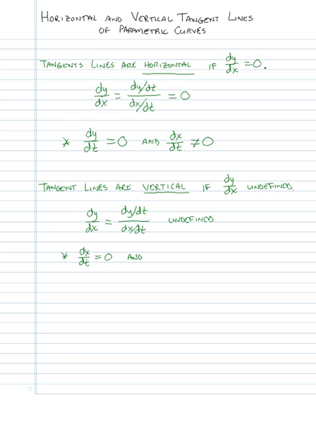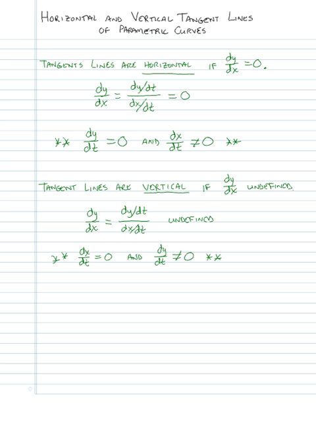Now, we can't have the numerator being 0 also, because that would be an indeterminate form. So, along with the denominator, the derivative of x with respect to t, being equal to 0, we've got to have the derivative of y with respect to t not being equal to 0. So, for horizontal, this is the condition that needs to be true, the two conditions. And for vertical tangent lines, these are the two conditions that must be true.